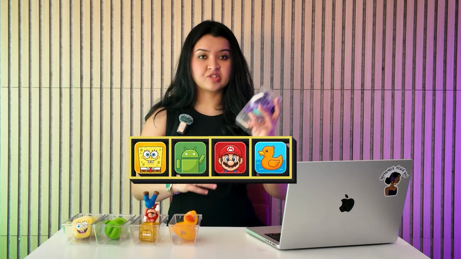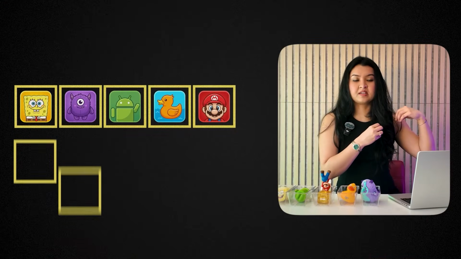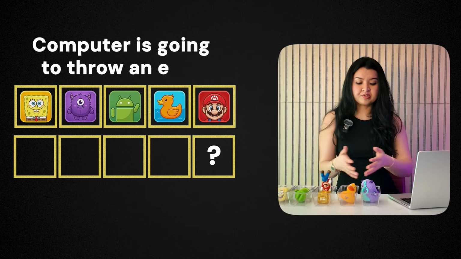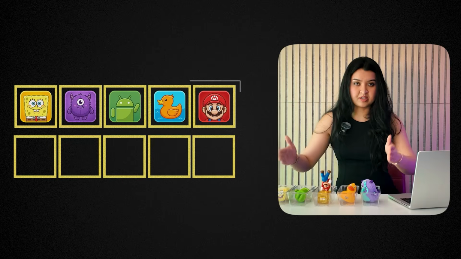The second problem is arrays have a fixed size. So if you created an array of size 4, you can't just add another element in the end. If you want to increase the size, you'll have to create a brand new array. Similarly, if you want to access something that's outside the array, let's say you try to look for something at index 10, your computer is going to throw an error because there's nothing at that point. The size is limited to 5. This is called an out-of-bounds exception.